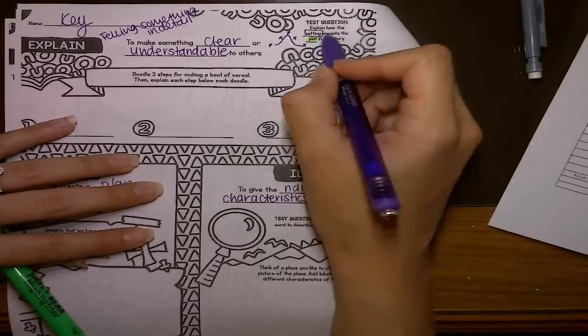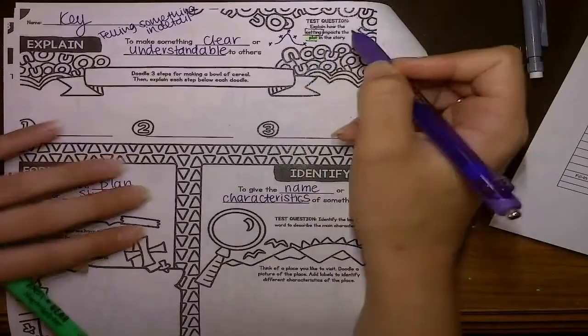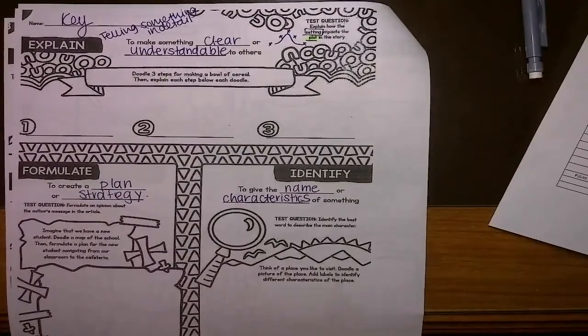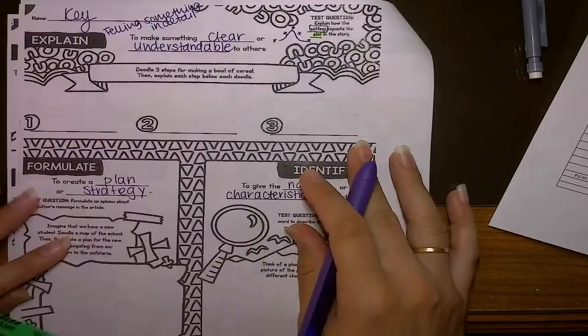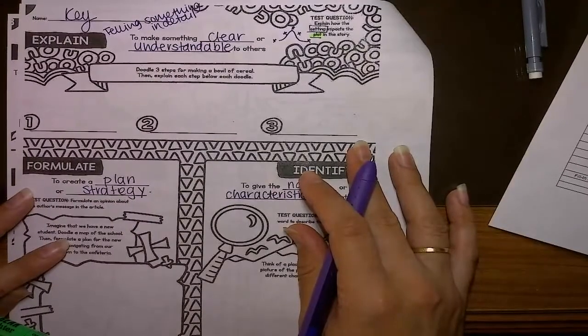Okay, anyway, so let's say explain how the setting impacts the plot in the story. So let's say the story is set in fairyland in the 1900s. Well, how does the setting affect the plot? Was there something happening at that time that affected the plot? Especially in Bud's time, right? The Great Depression, the setting was a huge factor, right?